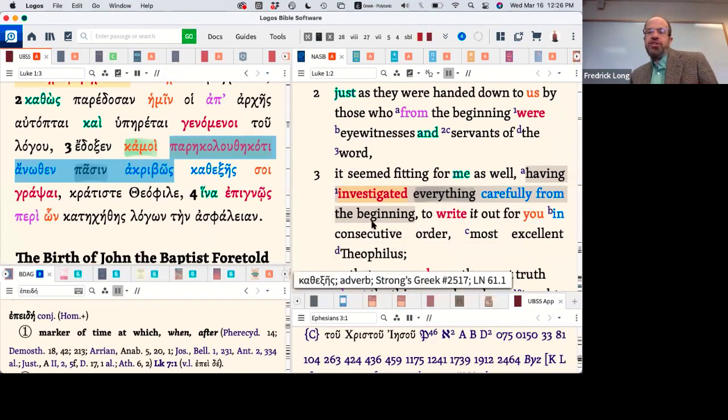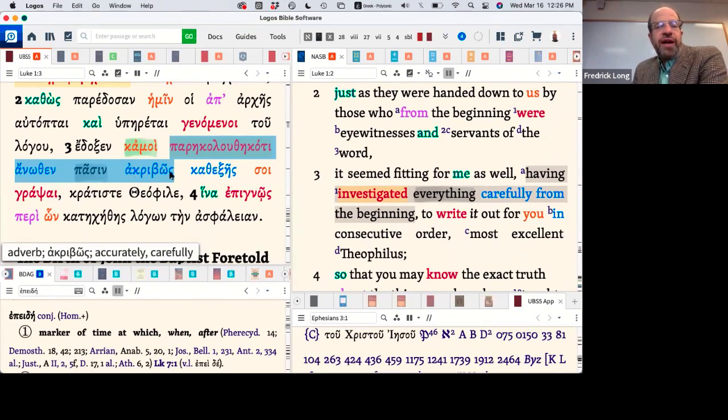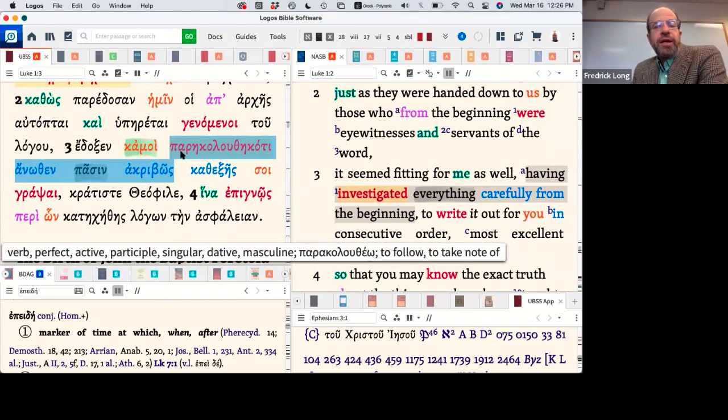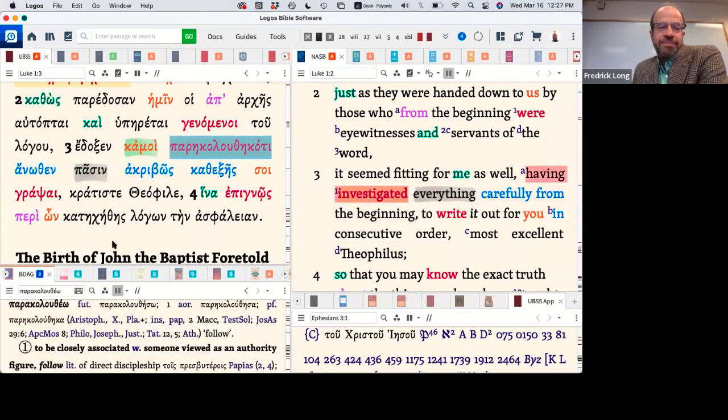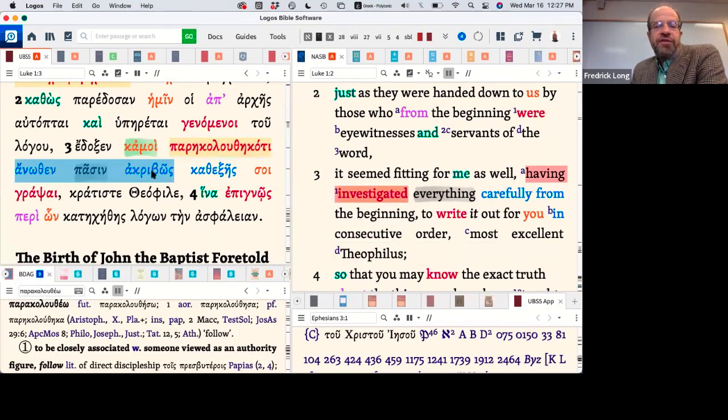And so typically in the translation, you can see that this is where they've put that these modifiers are working with parakaleo, followed. Now this verb following takes the dative. So here you have pasin, the dative from pas, having followed everything. Now, how has he followed it? Well, there are two adverbs, anothen, from the beginning, and then akribos, accurately.